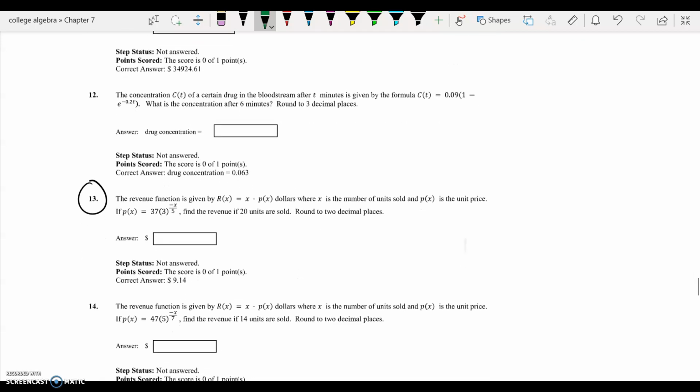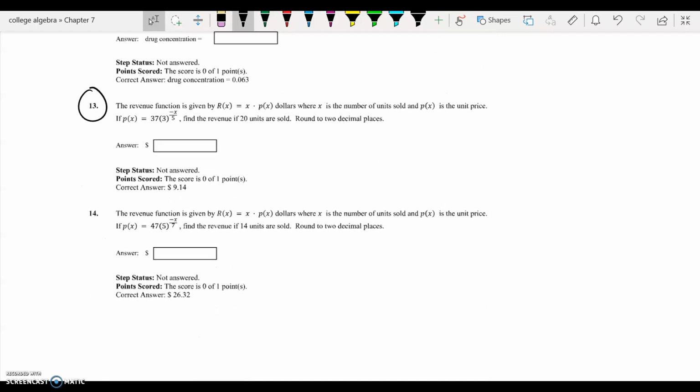As you move on, next problem. This one's a little bit harder. It says the revenue function is given, x times p of x. Well, they give you p of x here, but that's also multiplying by an x. And this says find the revenue if 20 units are sold. So here's what you got to do.